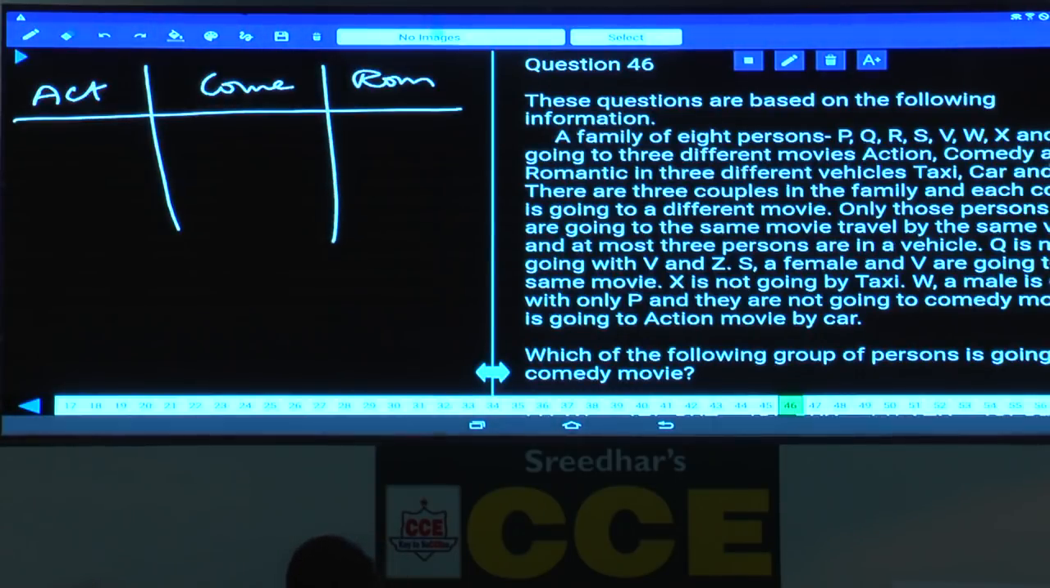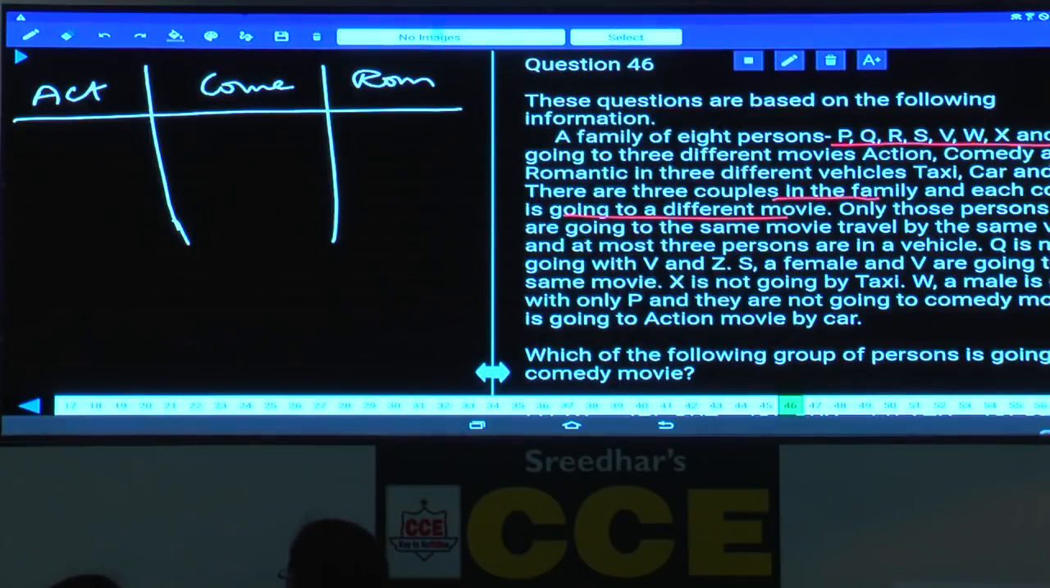Now 8 persons went to this one. A family of 8 persons, P, Q, R, S, V, W, X and Z, going to 3 different movies, action, comedy and romantic, in 3 different vehicles, taxi, car and auto. There are 3 couples in the family. How many couples are there in this one? There are some 3 couples.